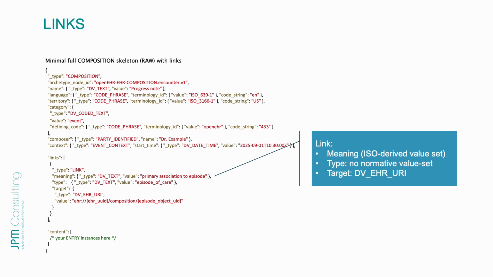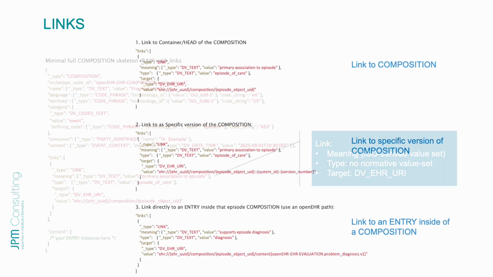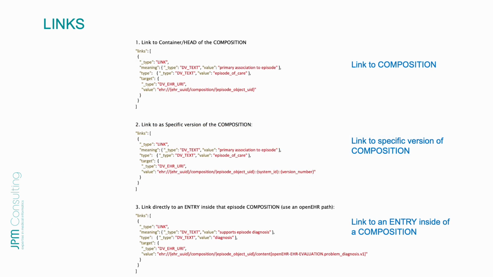A link consists of three elements: meaning, type, and target. You can link the composition as a whole, so you point to the document container. You can link to a specific version of that composition, so the reference is fixed to an exact snapshot. Or you can link directly to an entry inside the composition using an openEHR path for more granular precision.